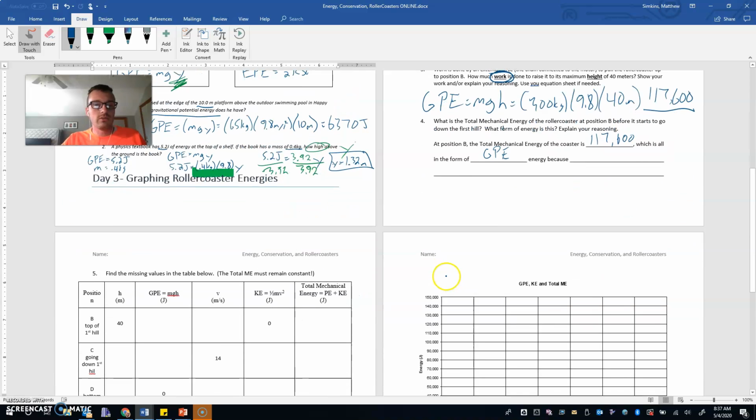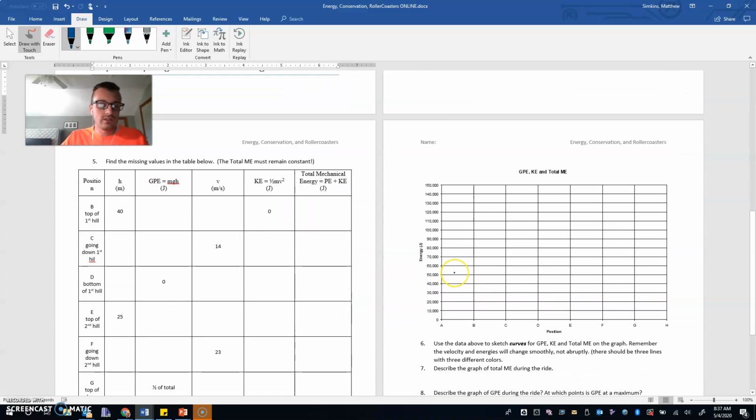Let's see if I can show you one quick sample of what I want you guys to do in the next few minutes of this video. In this table, you'll see I give you certain pieces of information. So if I give you height, I want you to solve for the GPE. Well, we actually just did that, so that's going to be 117,600.